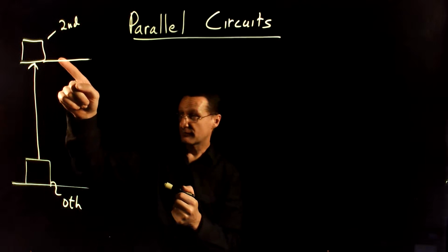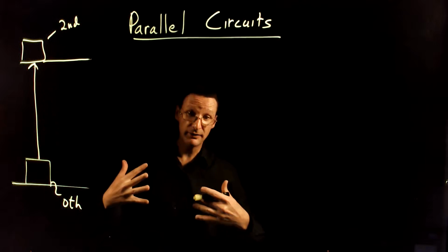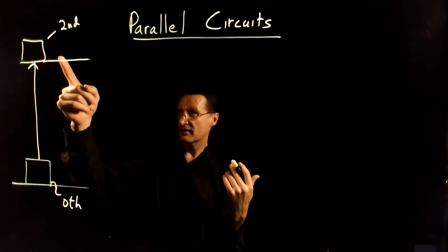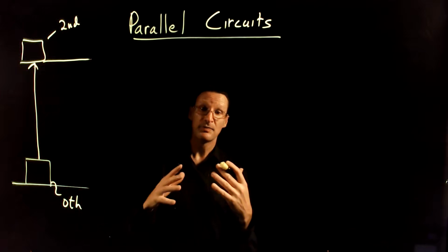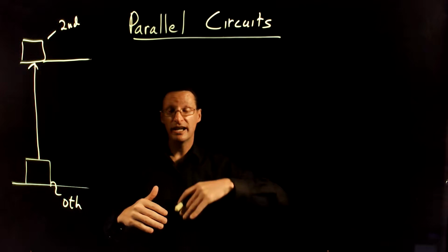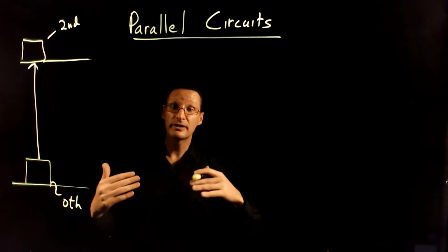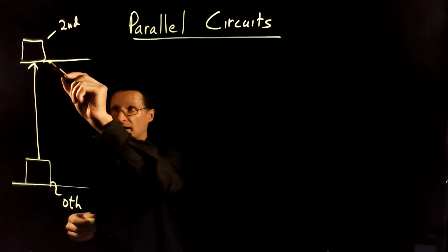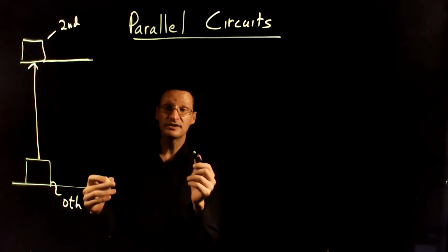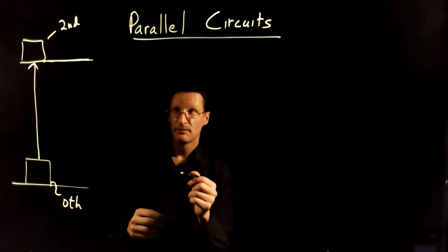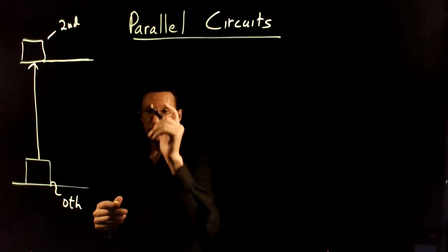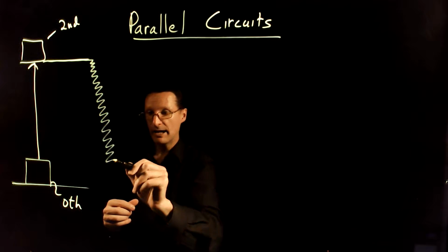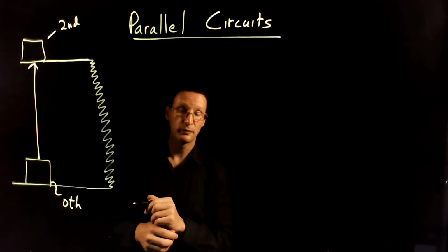When you get out on the 2nd floor, while you're going up, your gravitational potential energy is increasing inside the elevator. Then you walk on the floor, and the floor is level, so your elevation doesn't increase or decrease. So your gravitational potential energy doesn't change. You walk along that floor for a while, and then you decide you want to go back down to the 0th floor. There's one set of stairs that will take you straight down to the 0th floor.